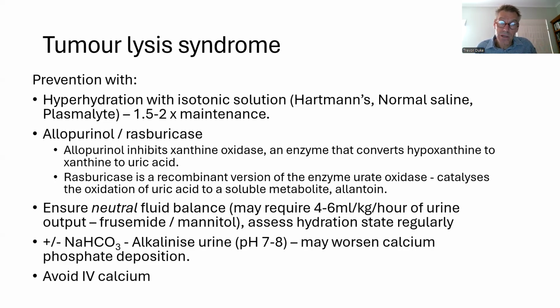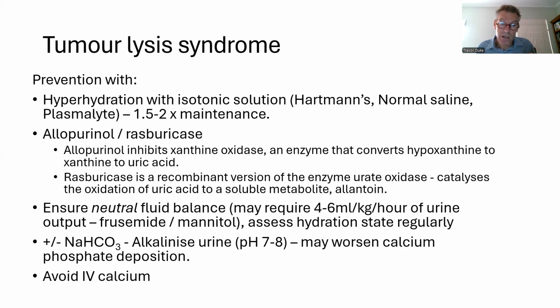But actually, if you're giving 1.5 to 2 times the normal maintenance fluid intravenously, plus other fluids that a child might require because of the treatment for leukemia, or the chemotherapy induction for any other cancer, then they may require 4 to 6 mL per kilo per hour of urine output. And sometimes that requires using furosemide or mannitol to ensure an adequate urine output. So you need to assess the hydration regularly and try to ensure a neutral fluid balance in these patients.